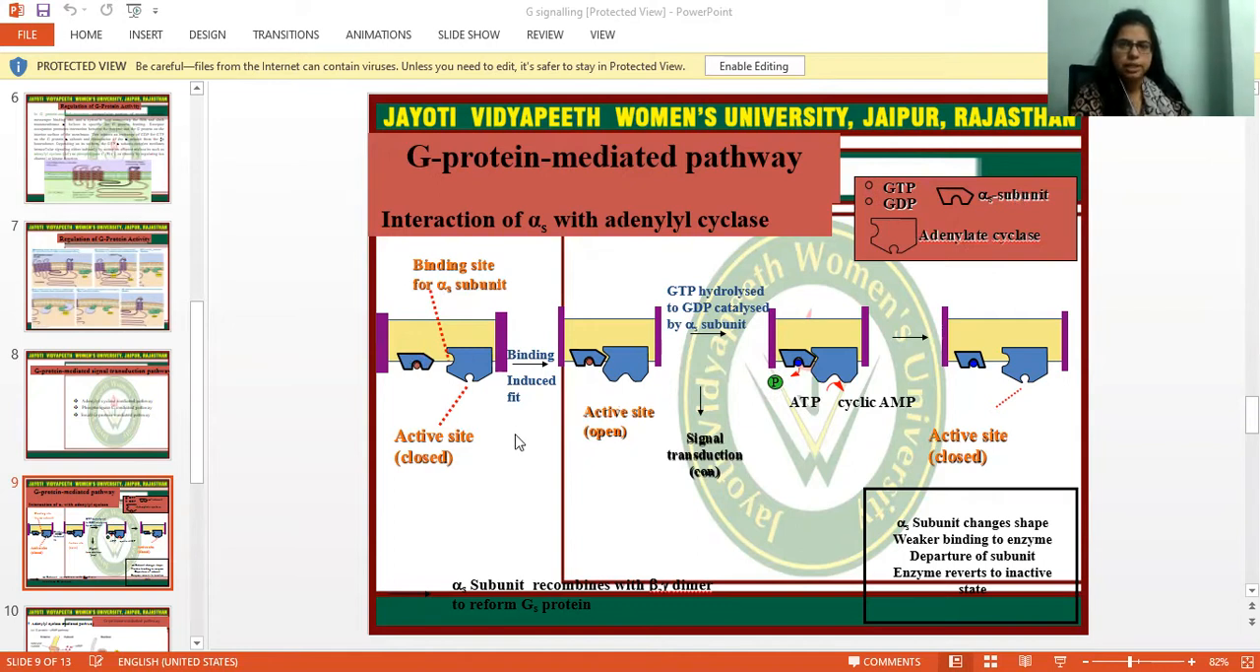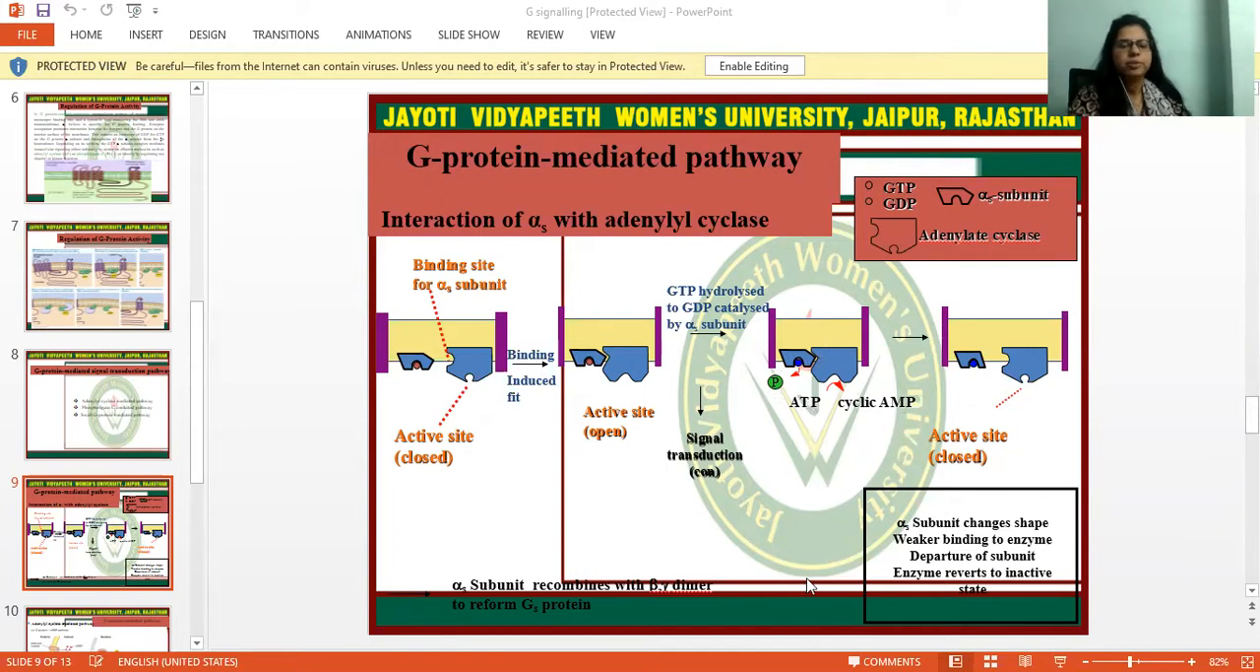This is adenylyl cyclase. When this alpha subunit, which is activated, binds to this adenylyl cyclase, after the activation of the adenylyl cyclase, it creates the cyclic AMP molecules. They change the ATP into the cyclic AMP.